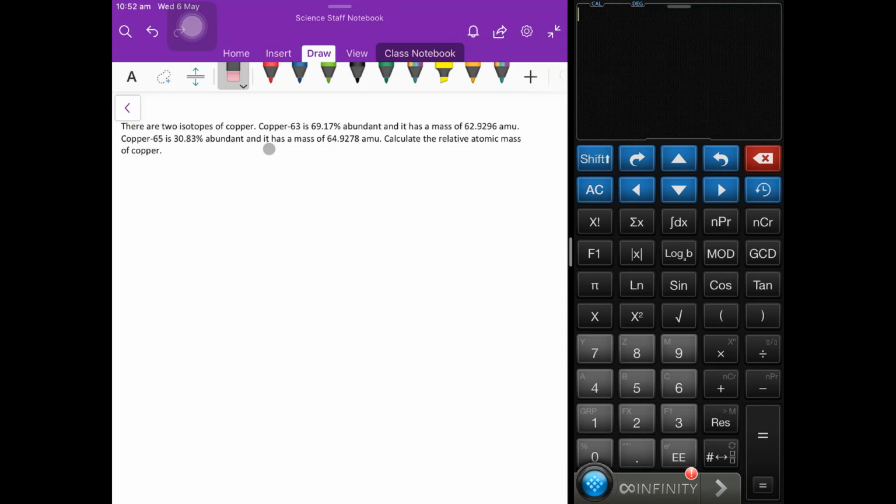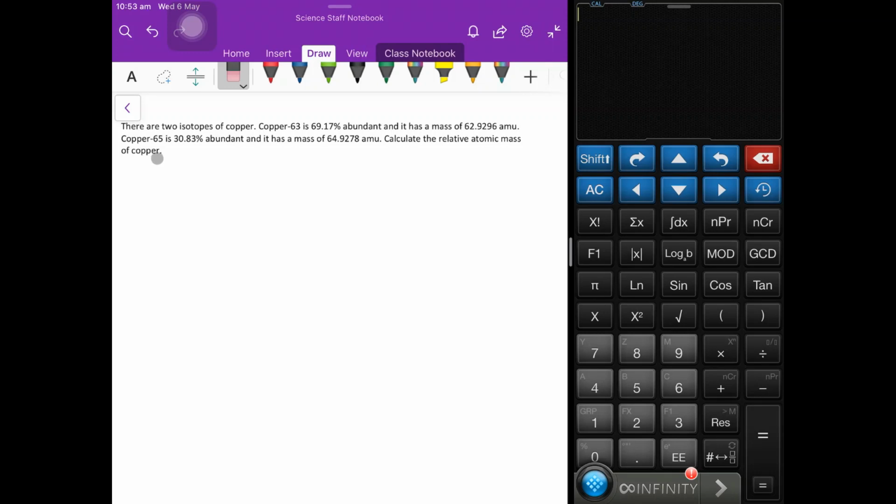There are two isotopes of copper. Copper-63 is 69.17% abundant, and it has a mass of 62.9296 AMU. Copper-65 is 30.83% abundant, and it has a mass of 64.9278 AMU. Calculate the relative atomic mass of copper.